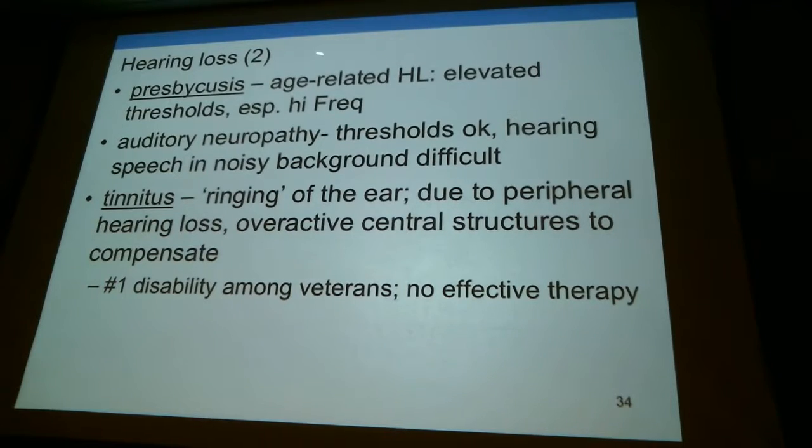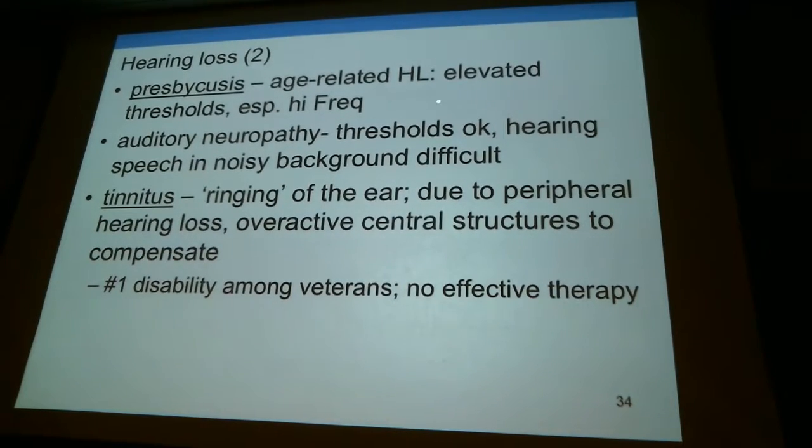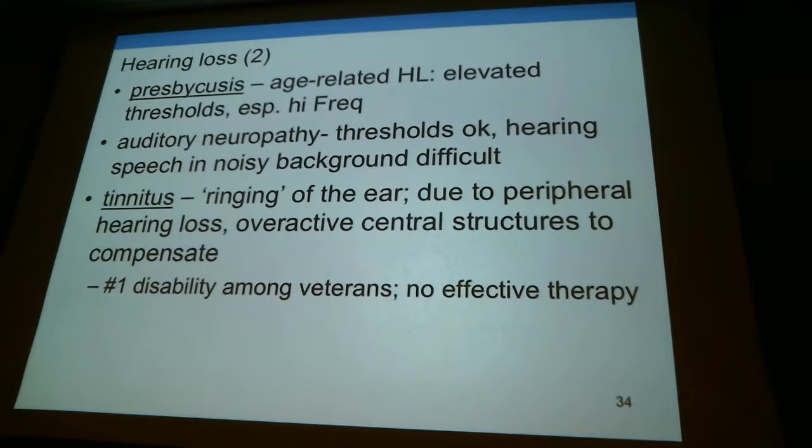But one thing about this is that it's not entirely clear what component is strictly age and what part of it is just cumulative noise damage, because we're all exposed to noise constantly over our lives. People are still trying to sort that out.